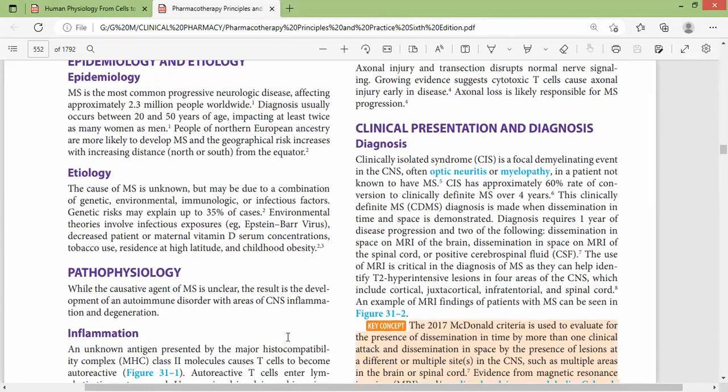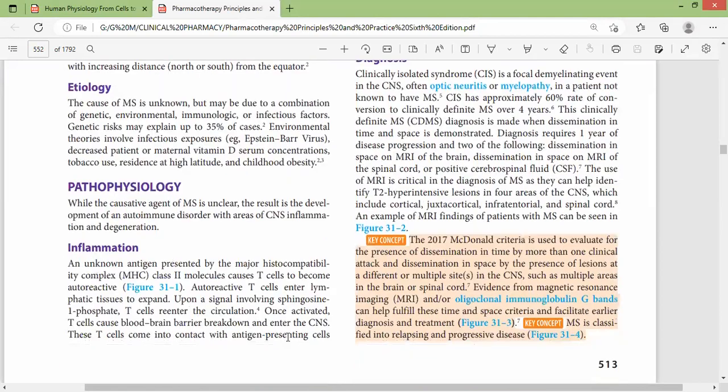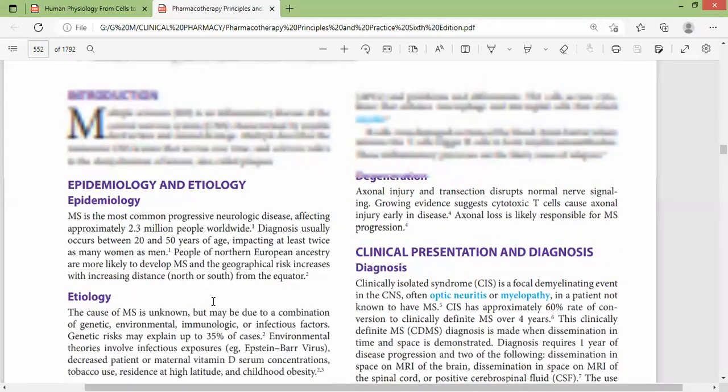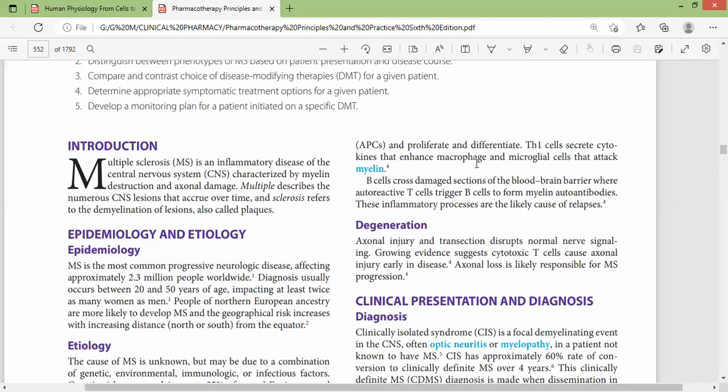Okay, so I think MS is type 4 because it's the T cells that attack the myelin sheath. Yeah, so it's type 4, because it's a cell-mediated hypersensitivity.